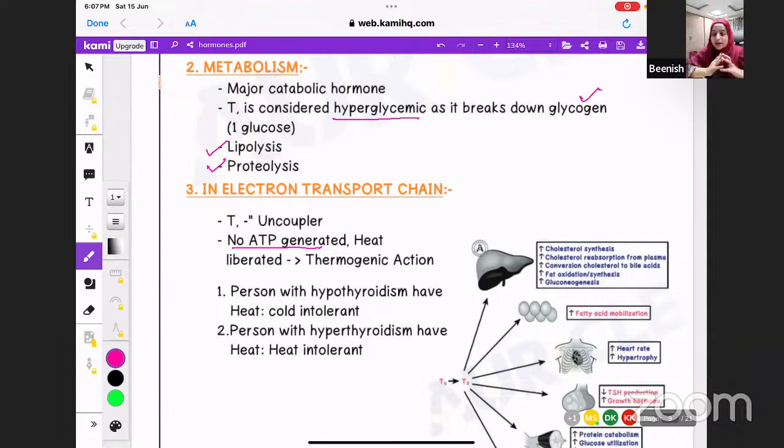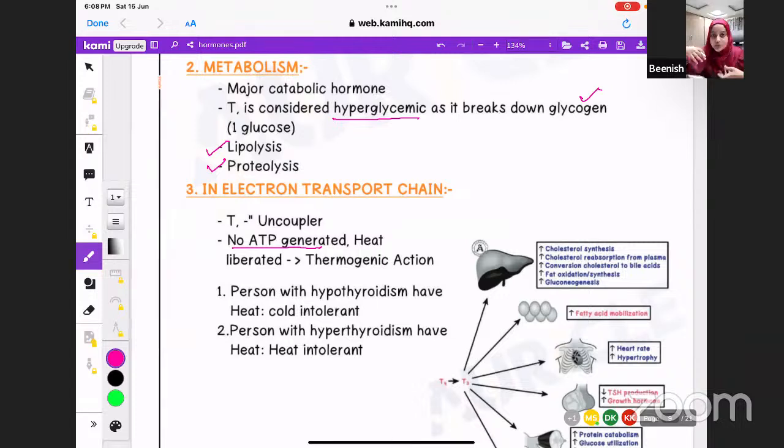But here, thyroid hormones act as uncouplers. So what are they going to do? Oxidation is going to take place. That is, your electrons are going to jump from one complex to the other. So jumping of electrons, that is, oxidation, is taking place. But what is not taking place? The phosphorylation is not taking place. ATP is not being generated.